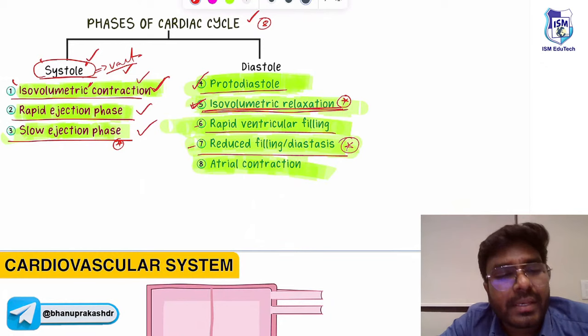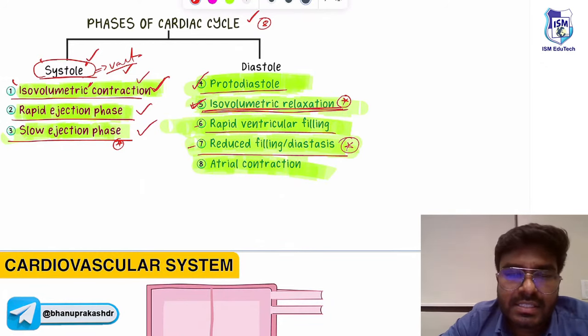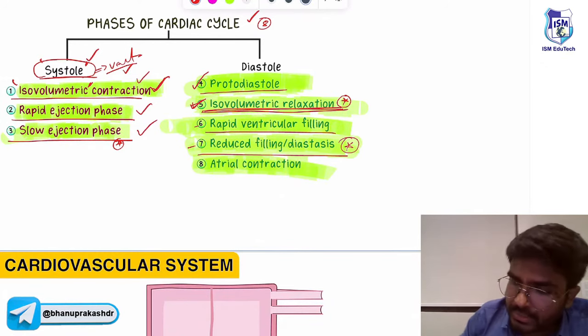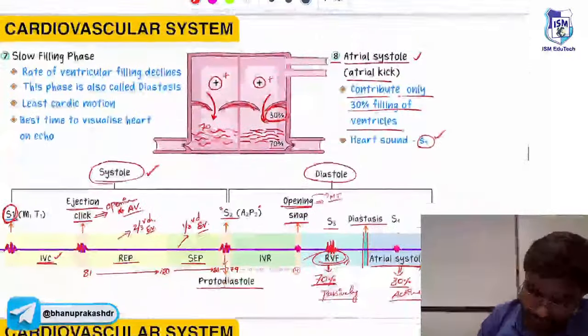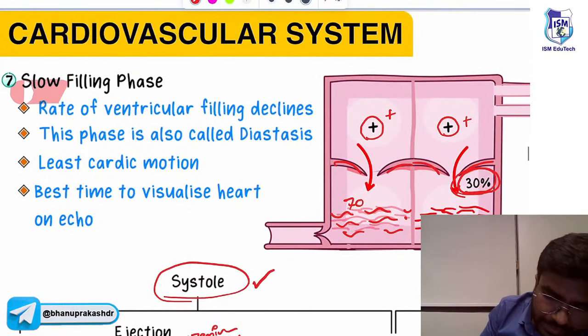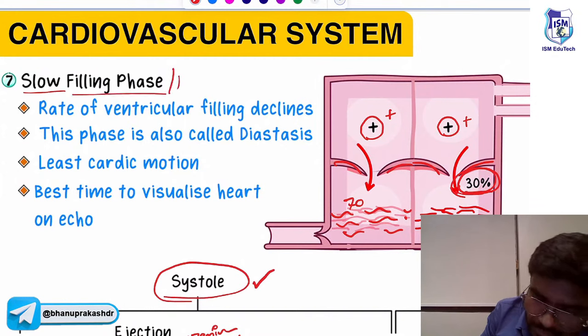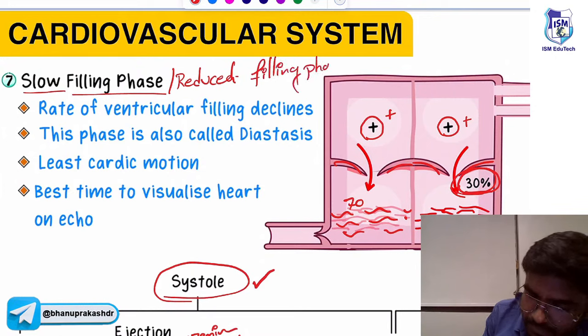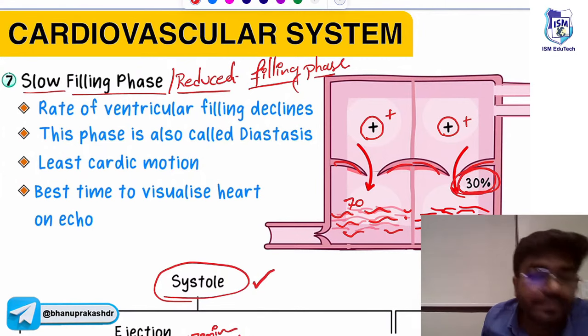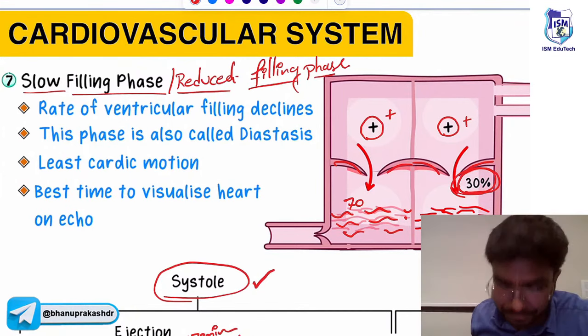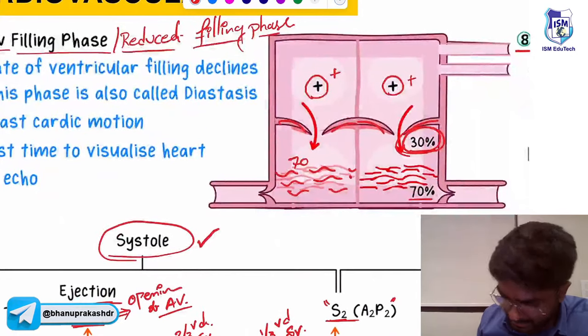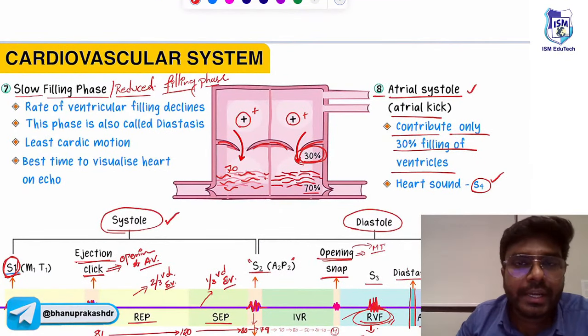So what exactly happens in reduced filling or diastasis? See what happens here, look. The reduced filling phase is also called the slow filling phase. Slow filling phase or reduced filling phase. Now, what exactly happens here? Try to understand.